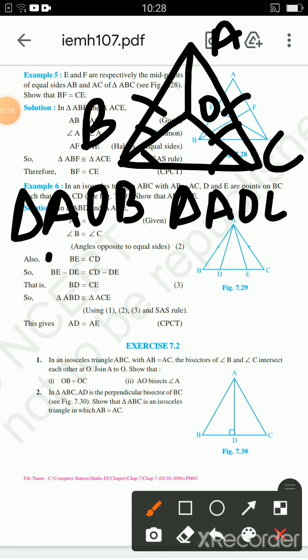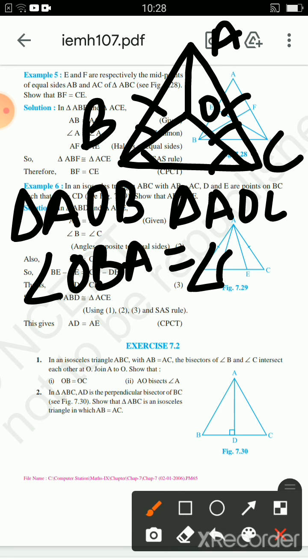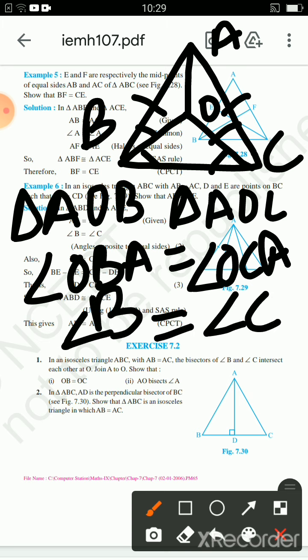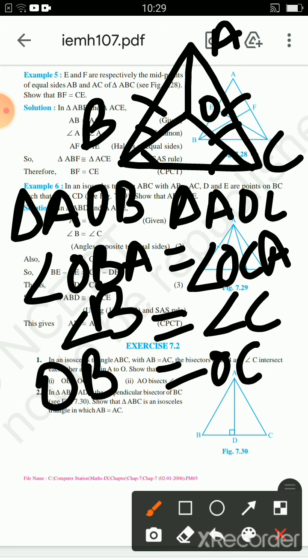How? Because angle OBA is equal to angle OCA, already proved above. Angle B is equal to angle C. So half of this angle is equal, which we proved, and because of this angle OBA is equal to angle OCA, and OB is equal to OC. That also was proved earlier. And AB is equal to AC. It is given to you.